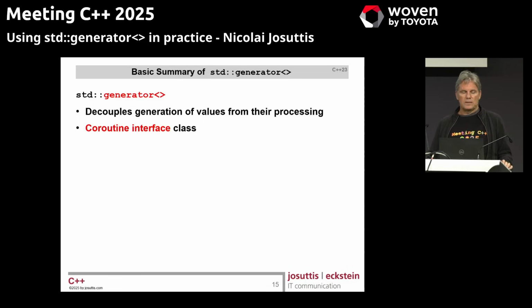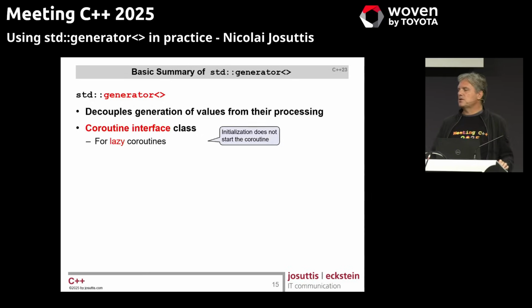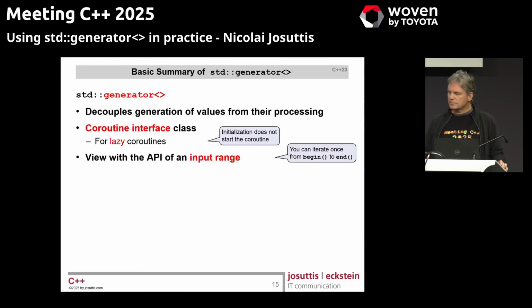It, by the way, is a lazy coroutine. It is for lazy coroutines. That means initialization does not start the coroutine. The general principle of coroutines in C++ also allows that the initialization already starts the coroutine, but that's not configured inside std::generator. It would have to be configured in the generator type.